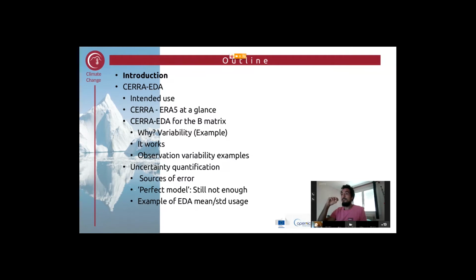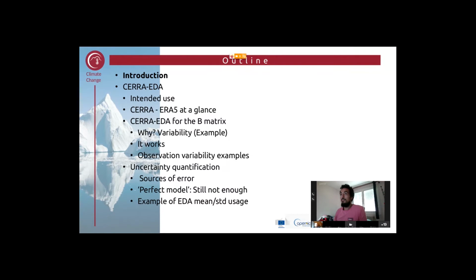And then after that, I'll highlight the intended use, what we saw and what we tried to remedy, and actually what the point of the EDA is. And then there's a secondary purpose that it could be used for, uncertainty quantification, which I will talk about in the second half of the session.